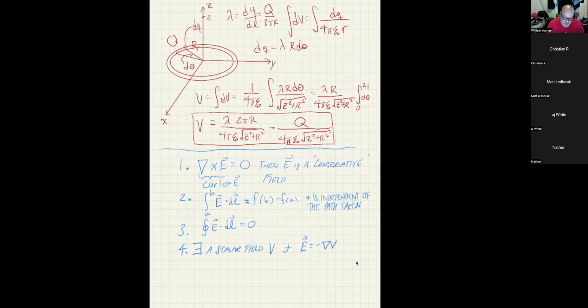So now I can test this. I can use E equals negative gradient of V and calculate the electric field, and lo and behold, we should get the same electric field that we got in chapter 21 when we did this.